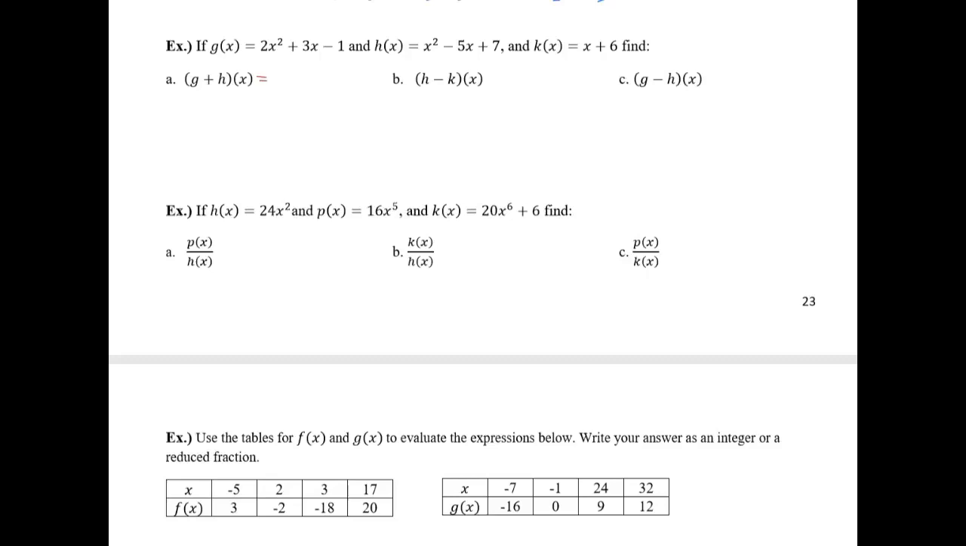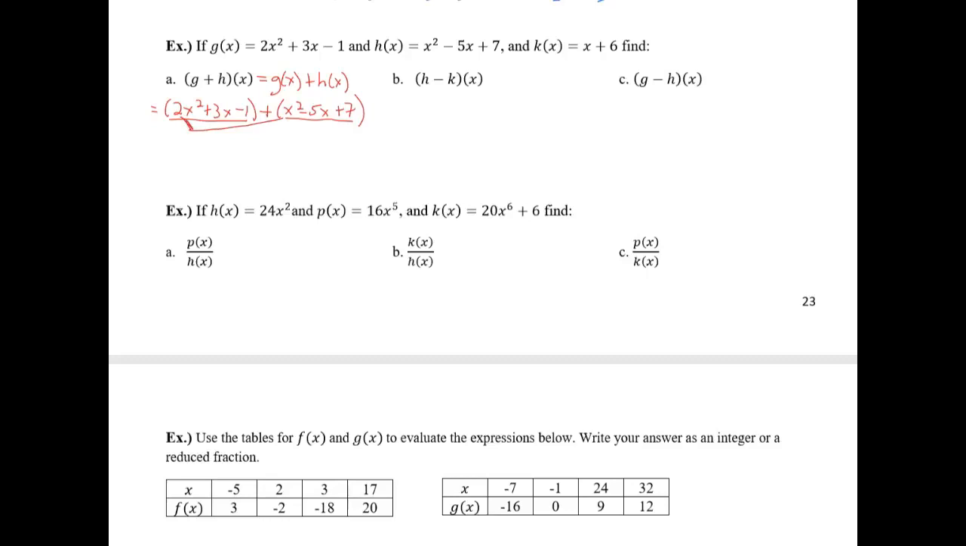Remember that g plus h of x is the same thing as g of x plus h of x, right? It's just adding function g to function h. Well, what does function g equal? Function g is all of this, 2x squared plus 3x minus 1 plus h of x is this whole quantity, x squared minus 5x plus 7. So you see we're just adding this polynomial to that polynomial. And we can only add like terms to like terms. So I can add my x squareds together.